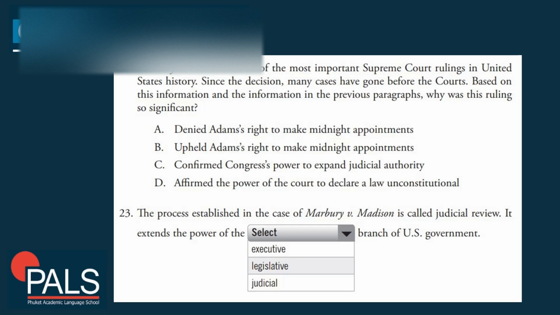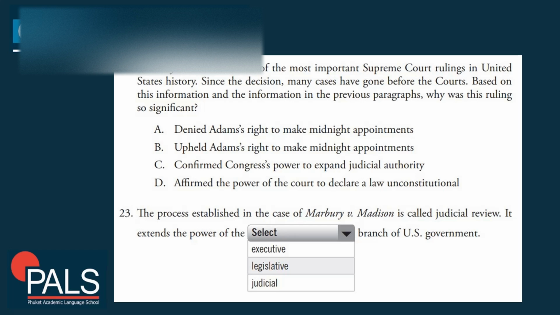Marbury versus Madison is one of the most important Supreme Court rulings in the United States history. Since the decision, many cases have gone before the courts. Based on this information and the information in the previous paragraphs, why was this ruling so significant? A, denied Adams' right to make midnight appointments. B, it upheld Adams' right to make midnight appointments. C, confirmed Congress' power to expand judicial authority. Or D, affirmed the power of the court to declare a law unconstitutional. Give it some thought. This one is quite challenging.